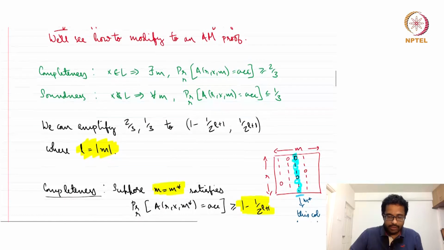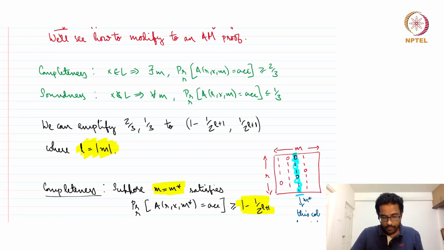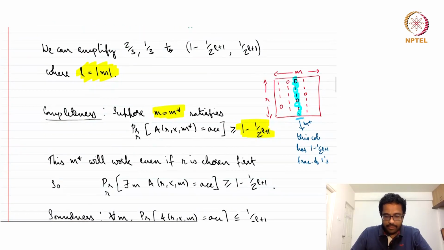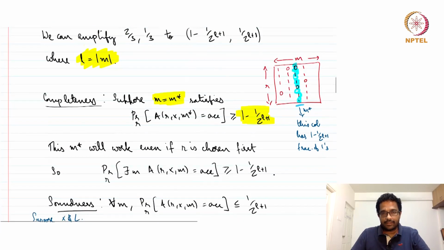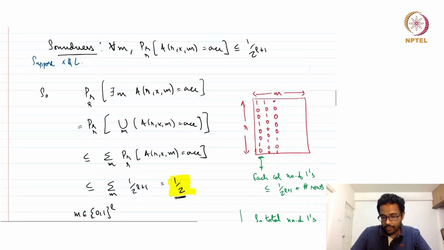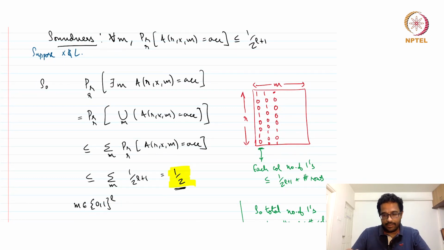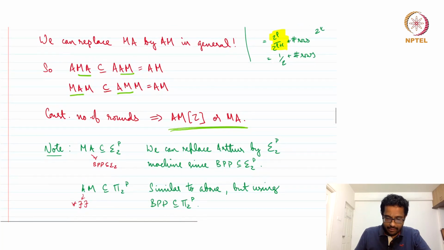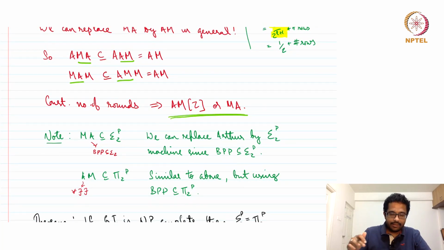Basically, we boosted the probability of success and reduced the probability of error. Completeness and soundness errors were reduced for the MA protocol, and the completeness of MA directly implied the completeness of AM, and the boosted soundness of MA was used to reason about the soundness of AM as well. So we could replace MA by AM, and that gives the fact that any constant round proof system boils down to MA or AM.